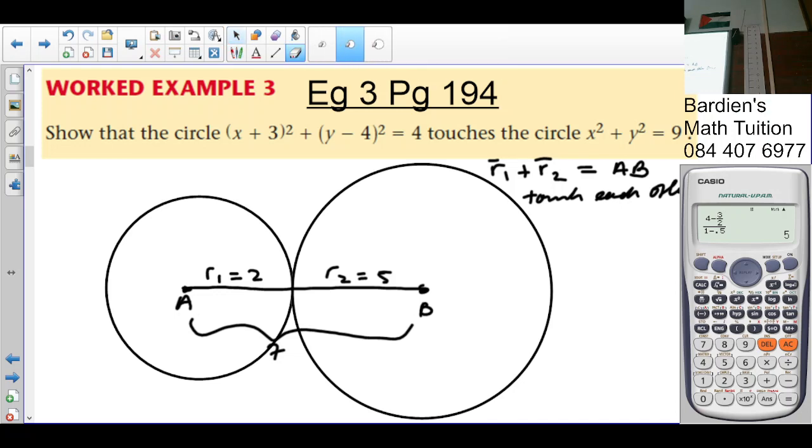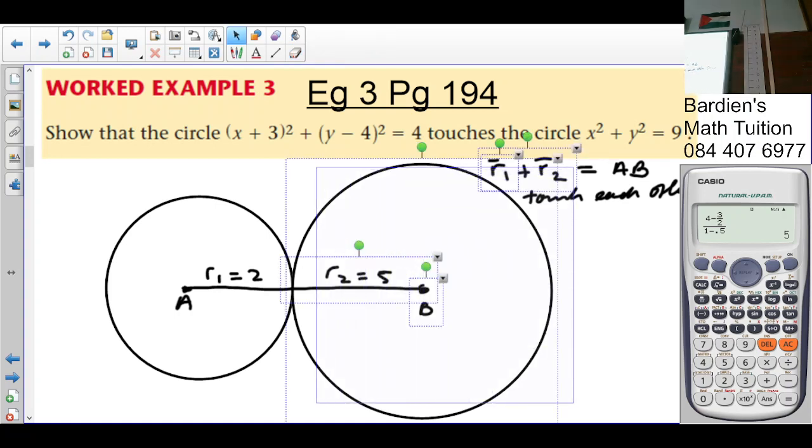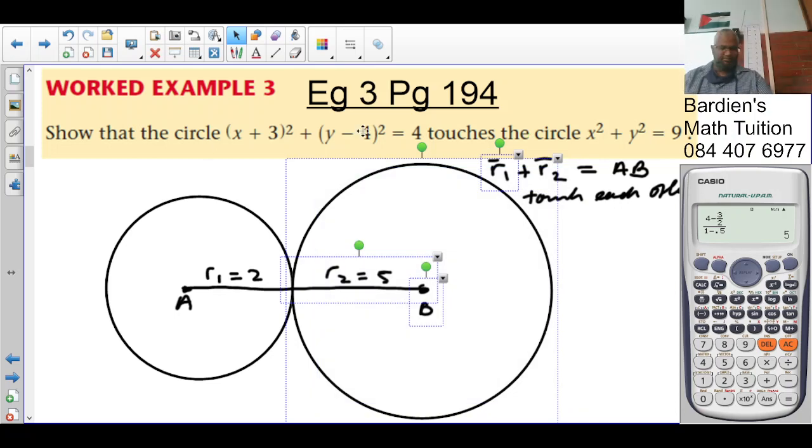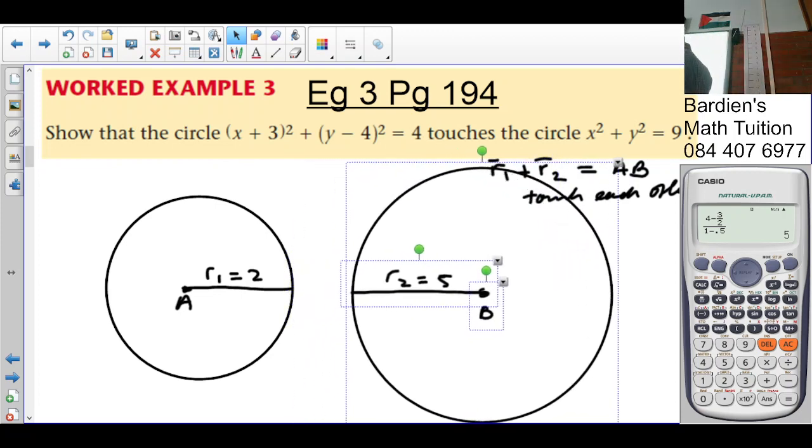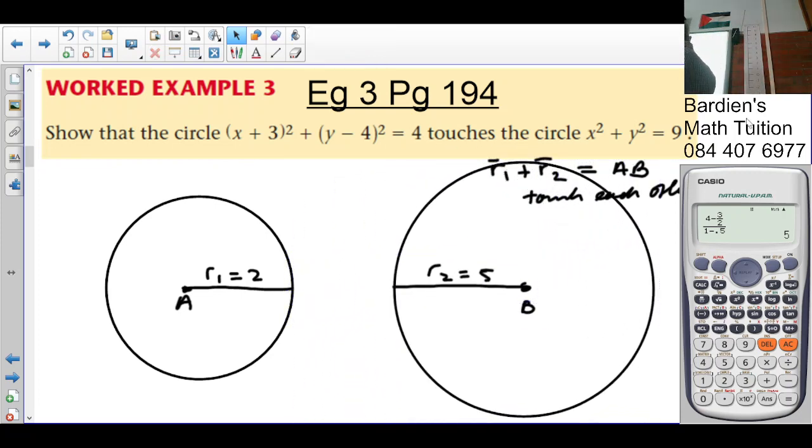Now let's take this away. If you now have, if this is now the case, what do you see now?